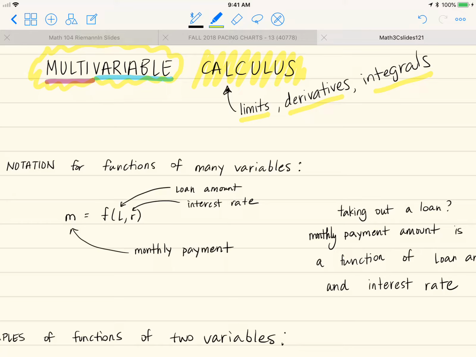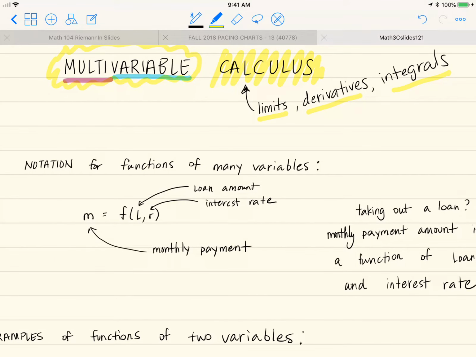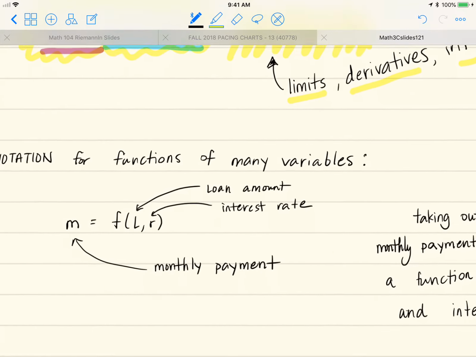Suppose you're taking out a loan, or you're going to give someone a loan, right? And the question can be, what's the monthly payment amount? Well, the monthly payment amount depends on two variables. It depends on how big the loan is, and it also depends on the interest rate, right? So in order to determine the monthly payment amount, you need to know the loan amount and you need to know the interest rate.